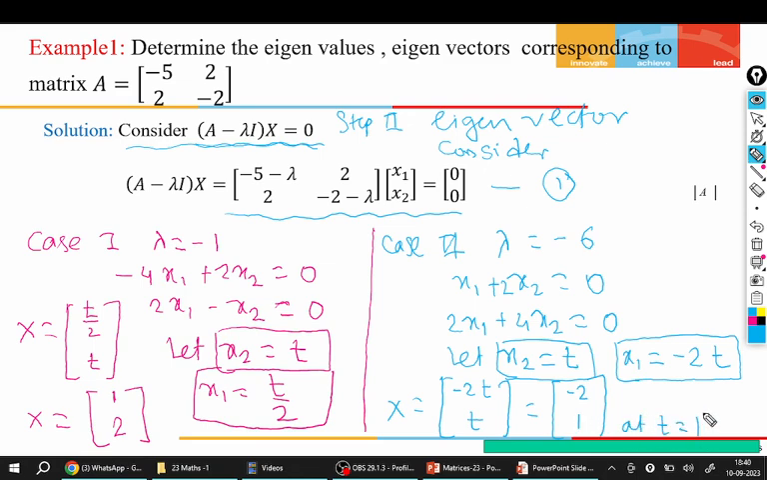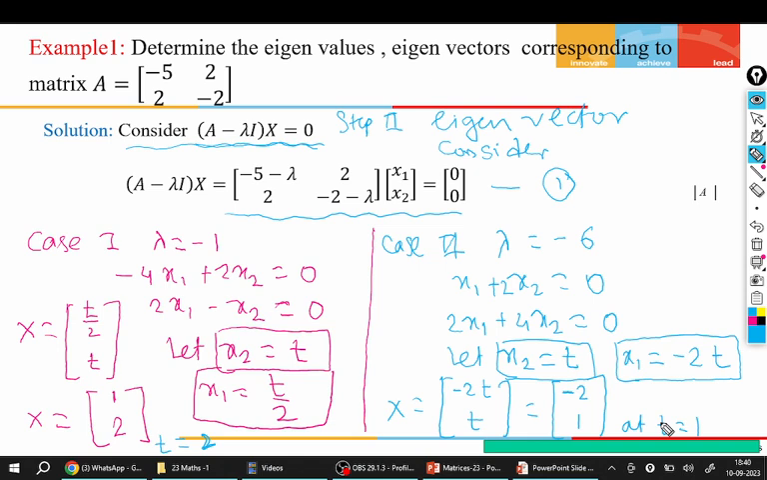I put here t equal to 1. In the previous example, I replaced t by 2. So you can replace it with any value. Don't worry, at least one vector in that direction is what we want. So the direction, or that line, is important. You can put t equal to plus 1, or t equal to minus 1 also, but yes, you will get that eigenvector. And that is the end of the question.